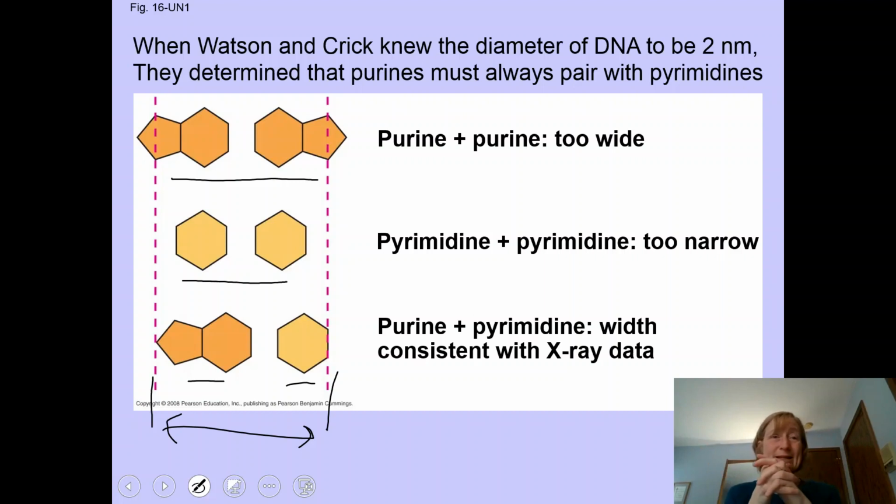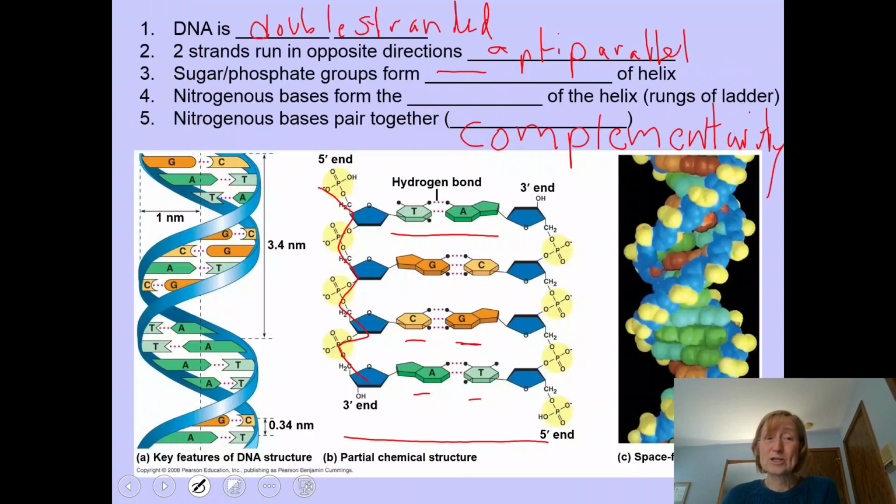So they discovered the three-dimensional shape of DNA, along with getting help from a lot of other people along the way. But DNA is made up of a double helix, right? The two strands run in opposite directions. We can see here that this strand has the 5' end up here. Its partner has the 3' end.